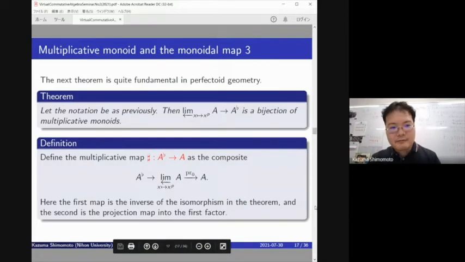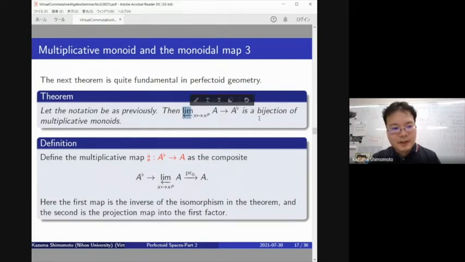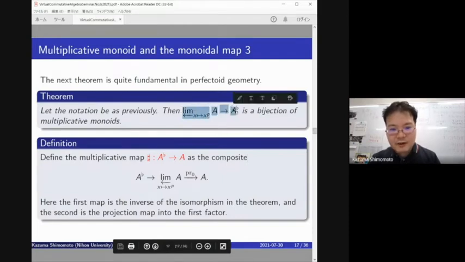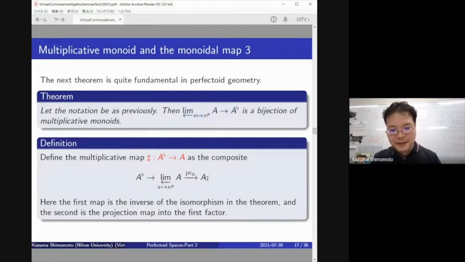So the next theorem is quite fundamental in perfectoid geometry. So let's take just the notation B as previously. Then this map, as just multiplicative monoids, is a bijection of multiplicative monoids. So this map is exactly the same as this one. So actually, the construction is not so hard. So if you're familiar with monoids, it's just a hands-on calculation.